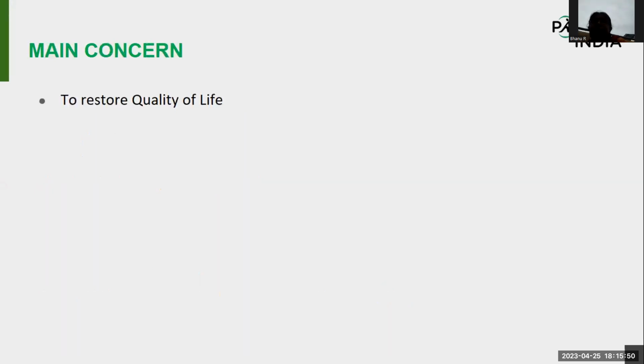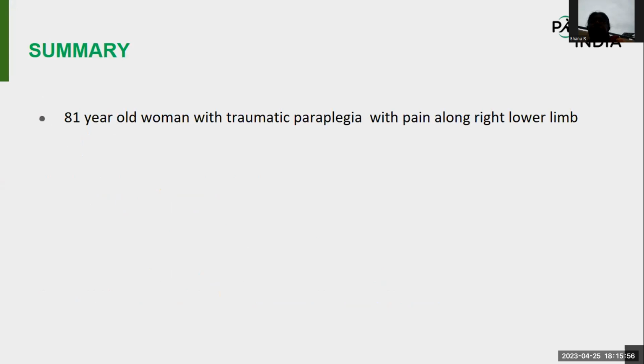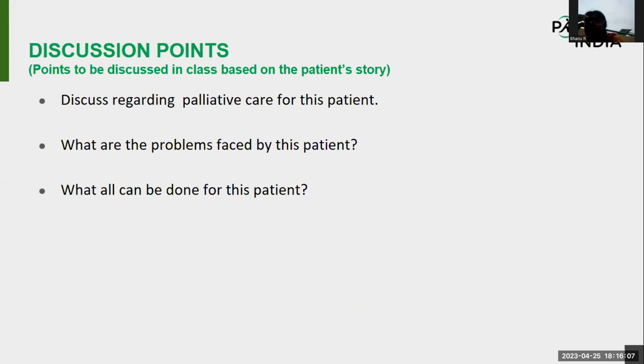Next slide. The main concern is to restore quality of life. So, summary: she is an 81-year-old woman with traumatic paraplegia with pain over the right lower limb. We'll be discussing palliative care, the problems faced, and what more can be done for this patient. Thank you.